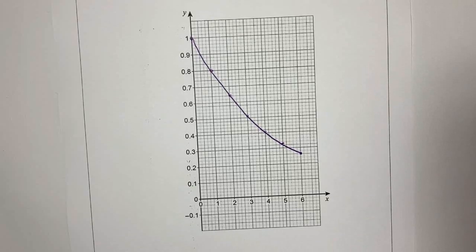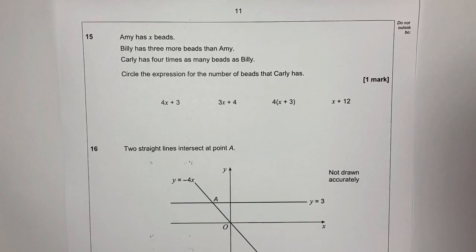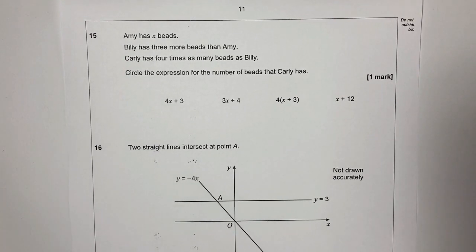Okay, let's move on then to a little bit more work on graphs. No, sorry, a bit more work on algebra. So it says Amy has x beads. Billy has 3 more beads than Amy, and Carly has 4 times as many beads as Billy. Circle the expression for the number of beads that Carly has.